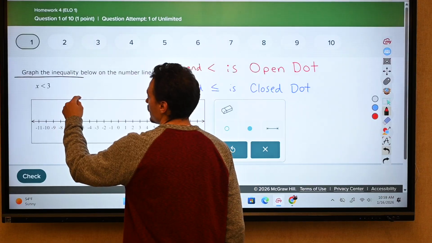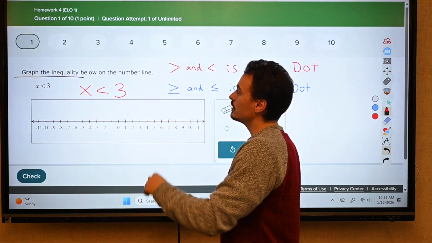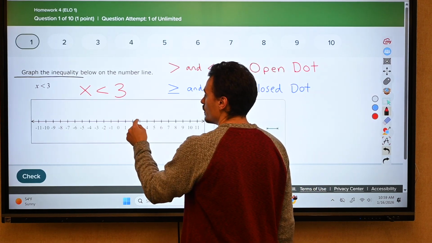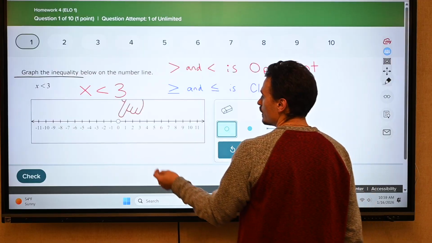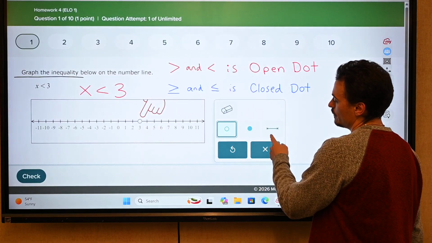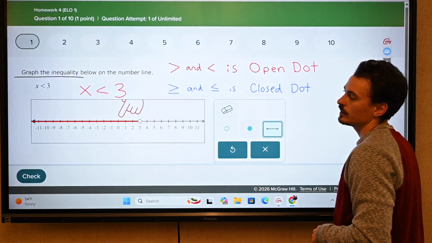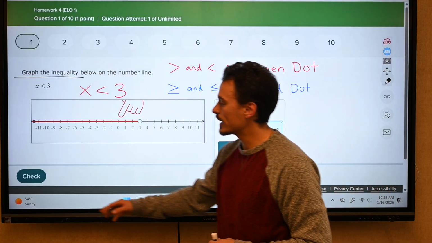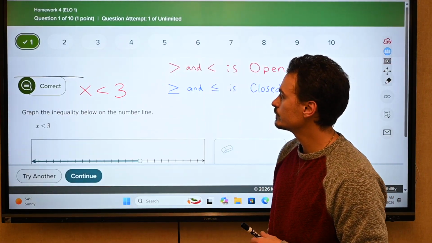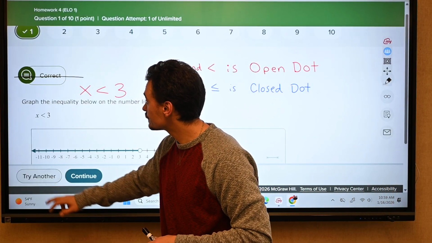For this question, we have x is less than 3. I have it as red because that's the less than symbol, which means we'll use an open dot at 3. And then we're going to take our tool and show less than. So that would be x is less than 3. Then you would check it. Correct. Let's try another.